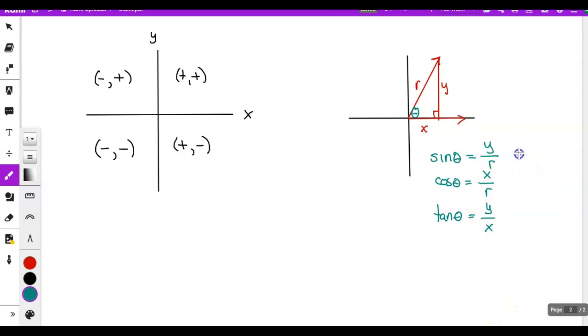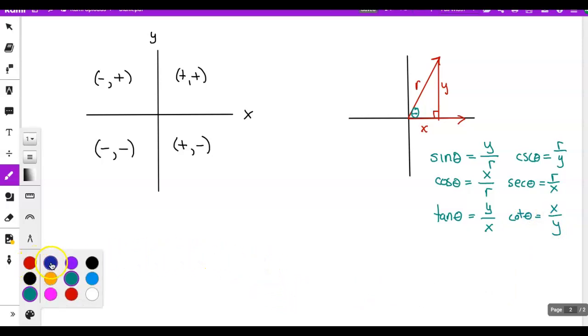And then you can do the reciprocals too. All you have to do is flip this stuff. I tell them not to memorize the reciprocals, because if you want a reciprocal, I would just find the original and then flip that. But there are the reciprocals. So check this out.